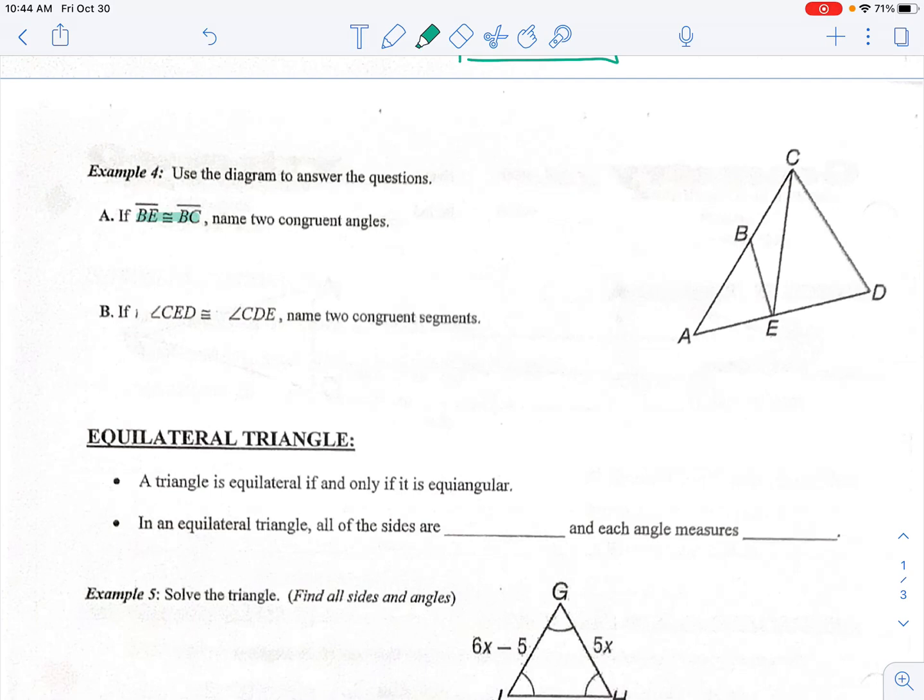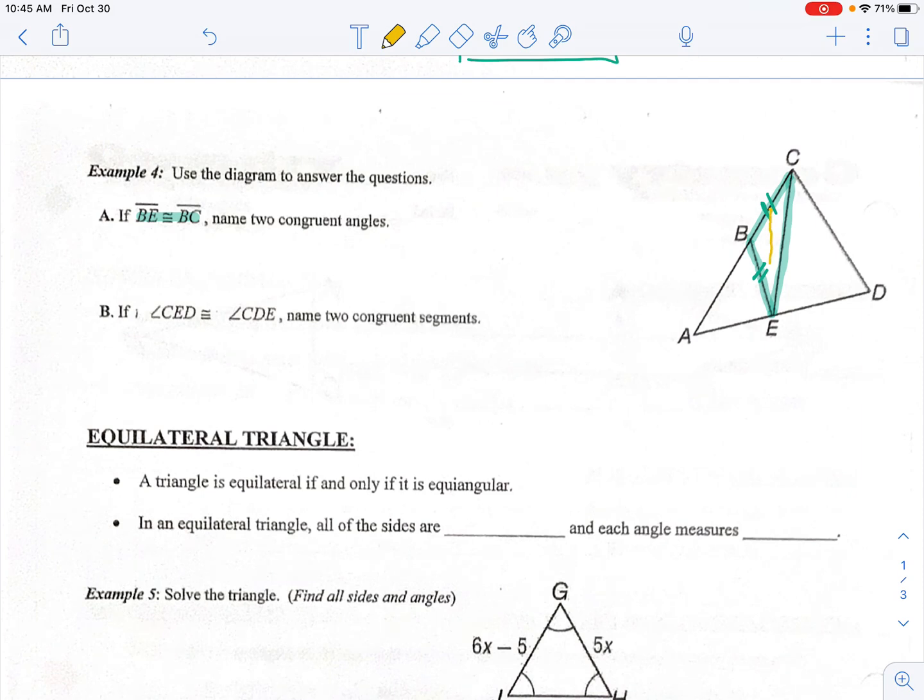All right, example 4. This one, we've got a ton of different triangles going on here. It says, if BE is congruent to BC, name two congruent angles. So here's BE, and here's BC. They're saying that these two sides are going to be congruent, which means the angles opposite of them in that triangle are going to be congruent as well.